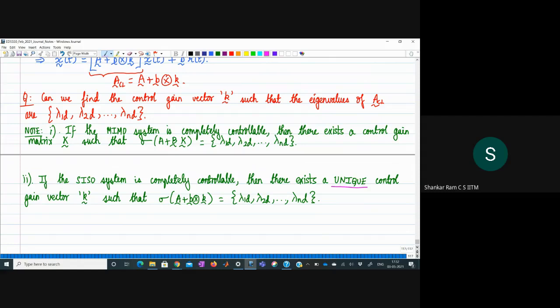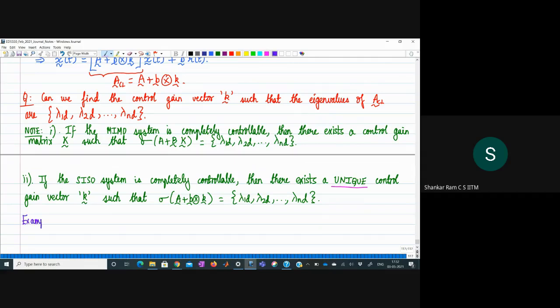On the other hand, if we have, let's say, a MIMO system, and we choose the eigenvalues at certain desired locations, we won't get a unique K. We can get multiple solutions for the control gain matrix. On the other hand, for a SISO system that is completely controllable, all of us will get a unique control gain vector K, provided we are given the same set of closed loop eigenvalues. So that is a very, very important result.